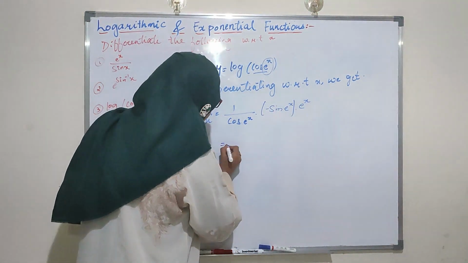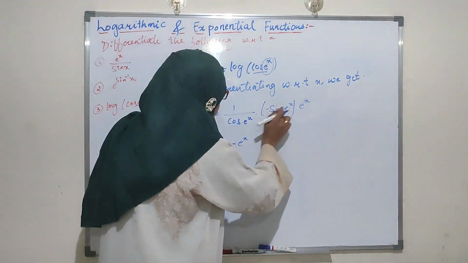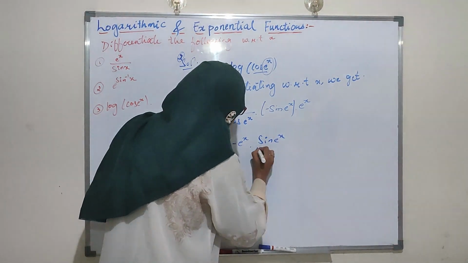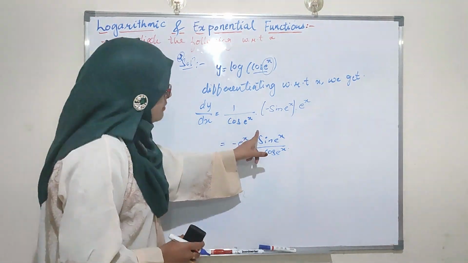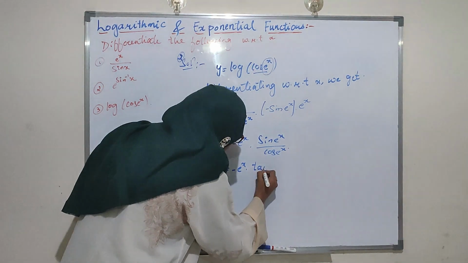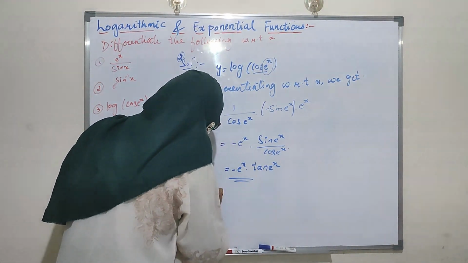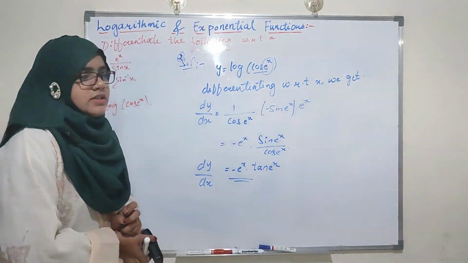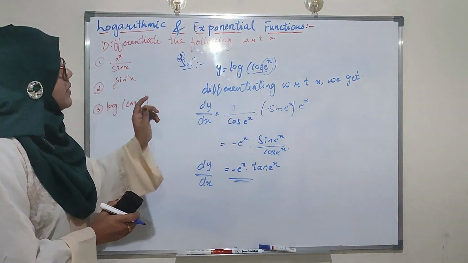Now we can write minus e raised to x. I am taking this minus e raised to x outside. Now what is remaining? Sin of e raised to x divided by cos of e raised to x. Sin by cos we know that it is tan. Minus e raised to x into tan of e raised to x. This is the required dy by dx, the differentiation of the given function. In terms of tan, we got sin by cos is tan. So it is very simple.